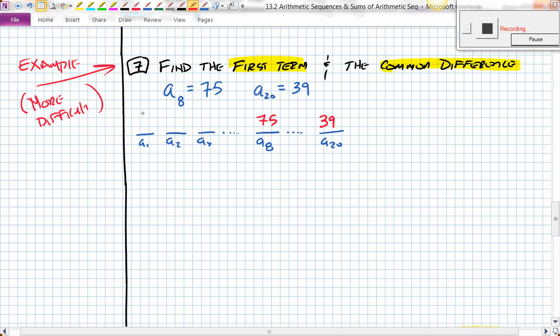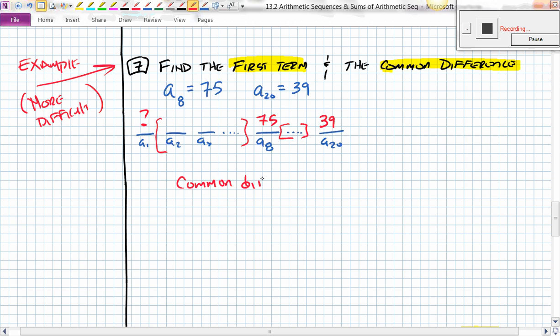It's asking us to find the first term and then the common difference. So I have this gap here that I don't know about, and I have this big gap here that I don't know about. Well, because arithmetic sequences keep adding the same term over and over again, you can think of it as a constant. You can kind of interpret this as a slope formula. We can get the common difference.